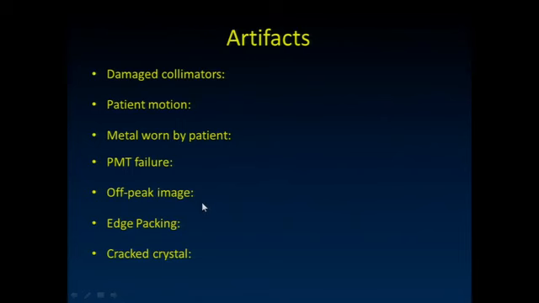An off-peak image depends on where the peak was set, but if you set it down too low, you just get this very scatter-looking image that's barely perceptible outline of the anatomy you're looking at. If you set it too high, you may not get much of anything in the image. And if you've got a cracked crystal, that looks very similar to the damaged collimator, but of course if you do a flood with the collimator in place and you do a flood with the collimator off, you'll quickly be able to determine which one of those two things are going on.